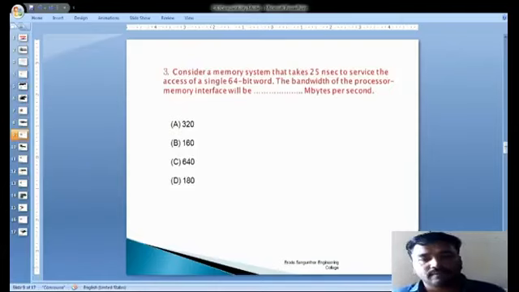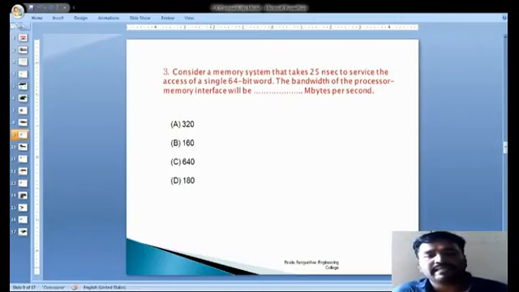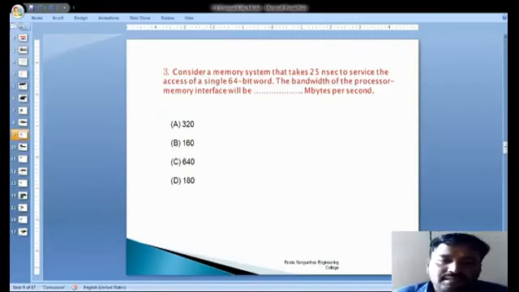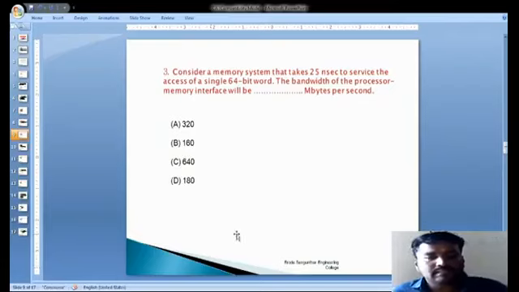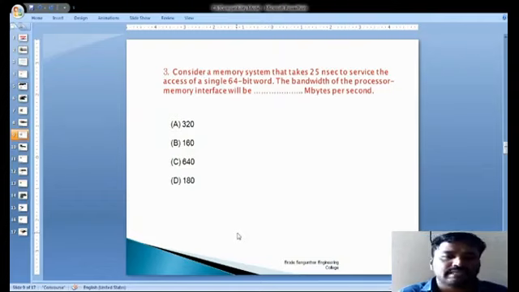Okay, consider the third example. What are they asking? Consider a memory system that takes 25 nanoseconds to service the access of a single 64-bit word. The bandwidth of the processor memory interface will be how many bytes per second? The answers given are 320, 160, 640 and 180. So just analyze the question first. We have a memory system that takes 25 nanoseconds to service a particular 64-bit word.